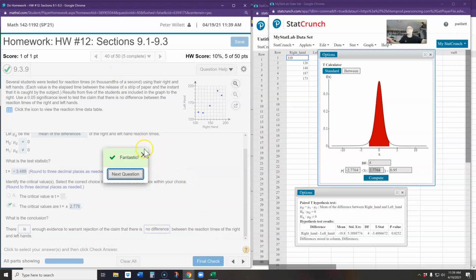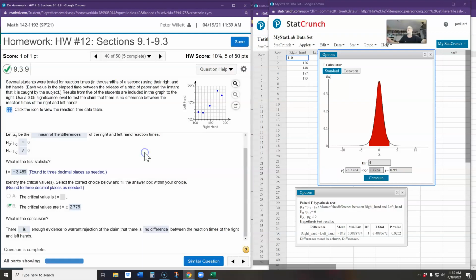So this was number 40 from the problem set. Hopefully this helps, at least shows you how to use the tools. Keep up the hard work.